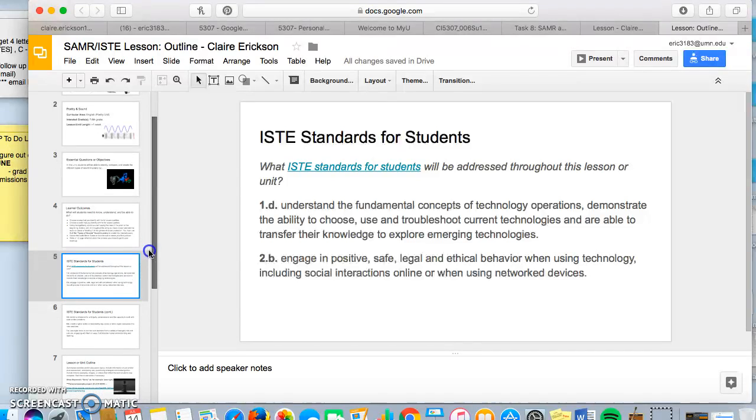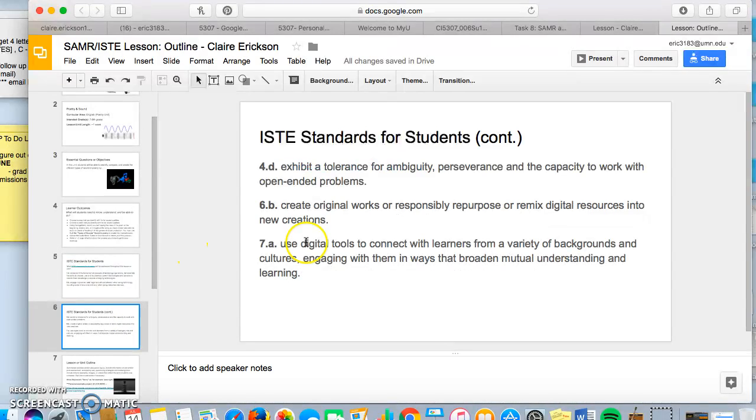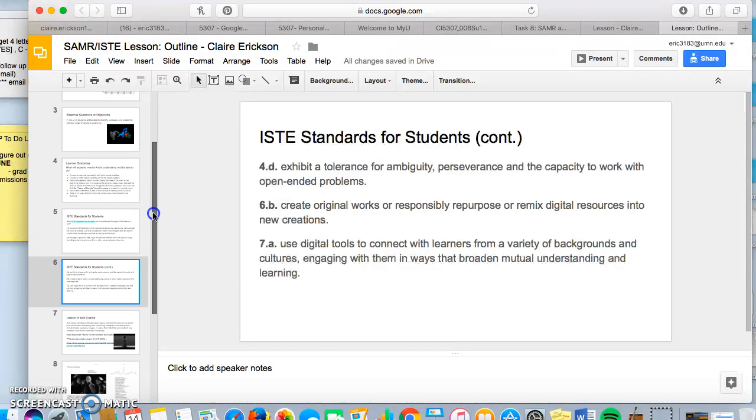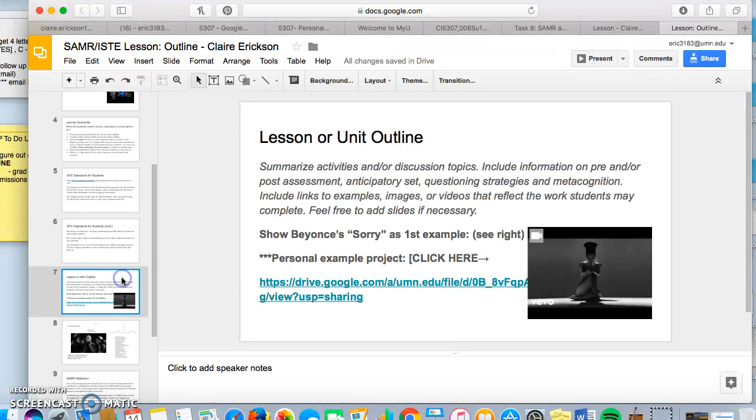So here are some of the ISTE standards that I was looking at for students. I won't read them all. I'm sure we've all been pretty familiar with them at this point in the assignment process. So there they are laid out for you there in slides 5 and 6. And I've also linked my presentation if you want to go back and read them.